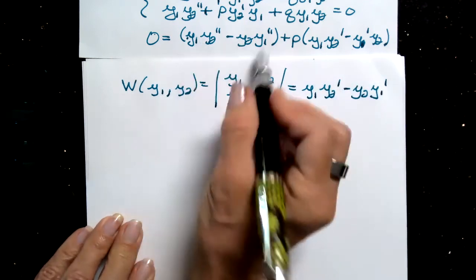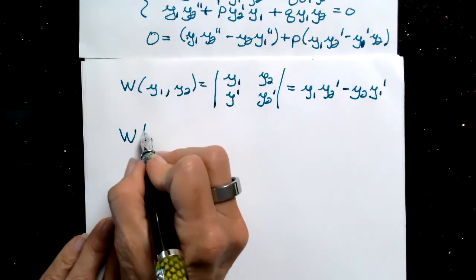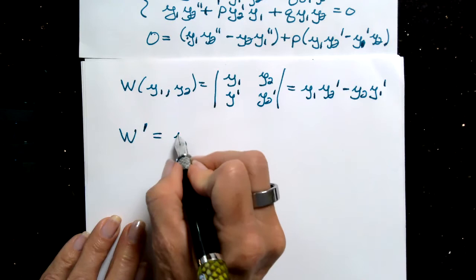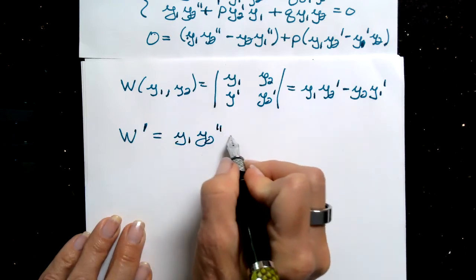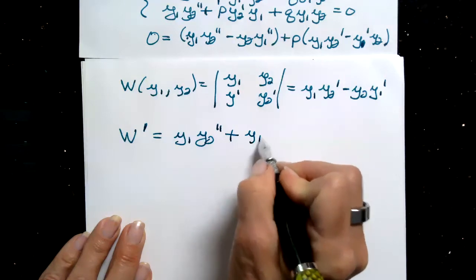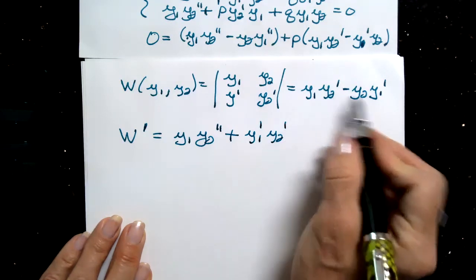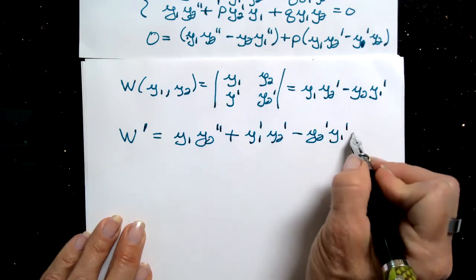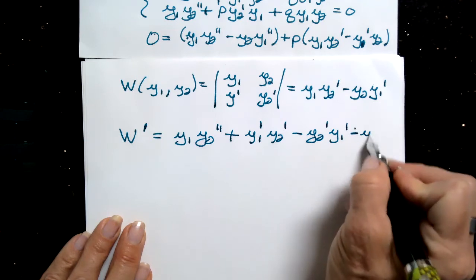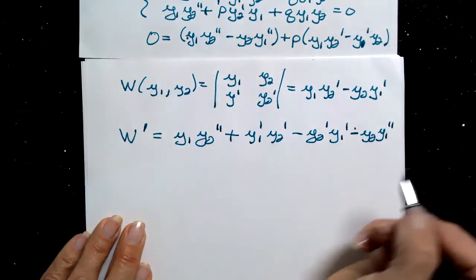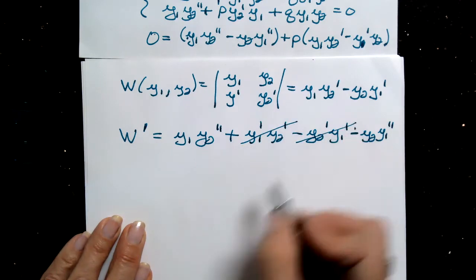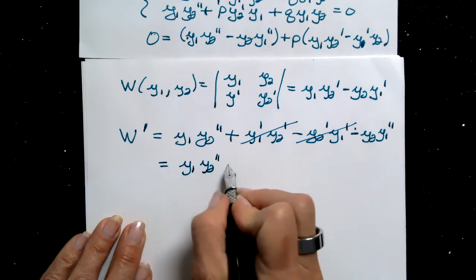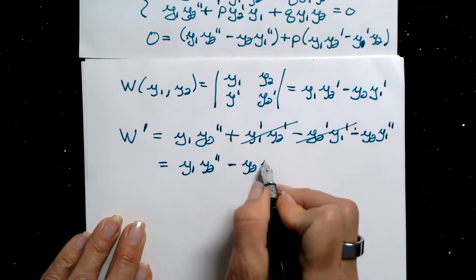Okay, and now what about this? What happens if I differentiate W? So let's differentiate this guy. I will get y1 y2 double prime plus y1 prime y2 prime by the product rule. And then here I will get minus y2 prime y1 prime minus y2 y1 double prime. Okay, so these two terms cancel, and so I am left with y1 y2 double prime minus y2 y1 double prime.